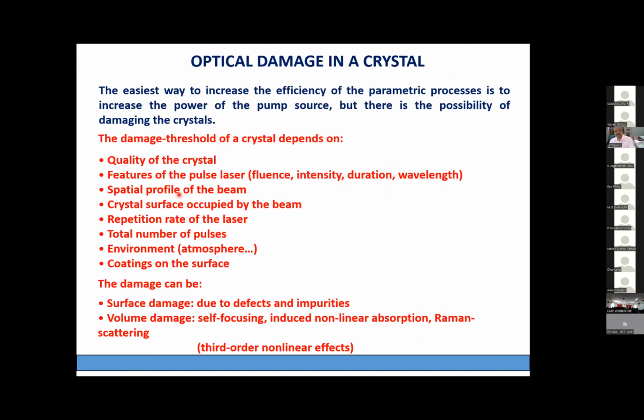Spatial beam profile also affects your conversion. How much of the crystal surface is occupied, repetition rate, total number of pulses, atmosphere, and coatings on the surface. All these things will determine the conversion efficiency. Damages can be surface damage if there are defects or impurities on the surface, or volume damage inside the crystal. There could be self-focusing, third-order nonlinear effects coming in, nonlinear absorption effects, or Raman scattering. So all these things will help you to design the crystal for a particular frequency conversion process.